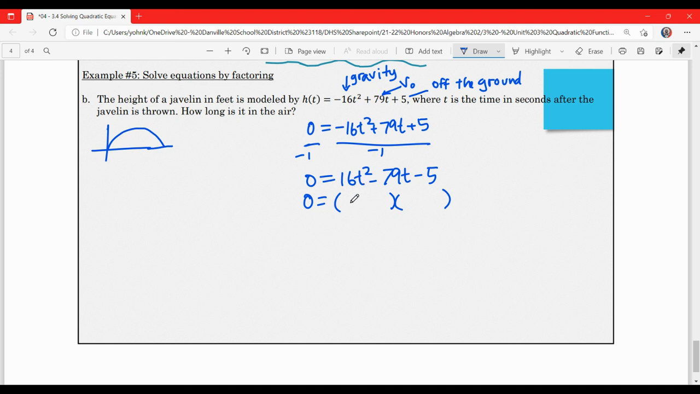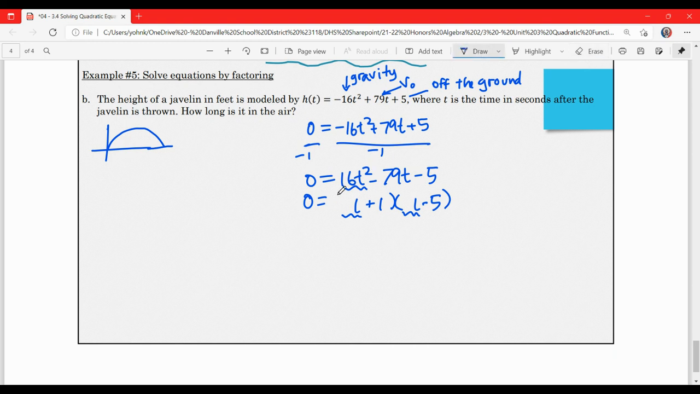And so we're going to guess and check. Let's see, the first things in my parentheses have to multiply to give me 16t squared. So I don't know, maybe 4t and 4t. The last things in my parentheses are going to multiply to give me negative 5. So that's like 5 and 1. And one's got to be negative and one's going to be positive. So I guess 4t plus 1 and 4t minus 5. But if I distribute, I get 4t times 4t, that is 16t squared. But then I get negative 20t plus 4t. That's only negative 16t. I need negative 79t, which means my 4s are not right, and I need to fix those.